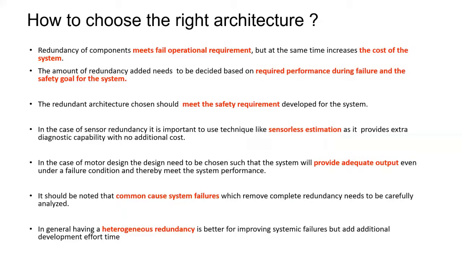So how do we choose the right architecture? What is the best way? There are different types, and how do I choose? Eventually I want to make the point that redundancy of components meets the fail operational requirement. I agree that we can have more redundancy in everything, but at the same time the cost of the system will increase. The amount of redundancy added needs to be decided based on the required performance during failure. So you need to understand what our failure is, what the required performance needs to be, and the safety goal for the system.